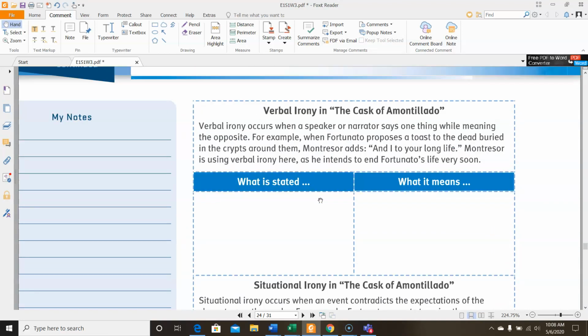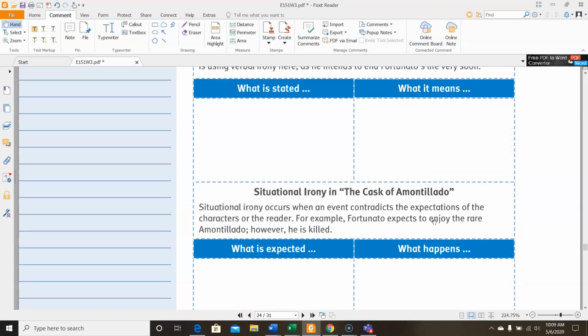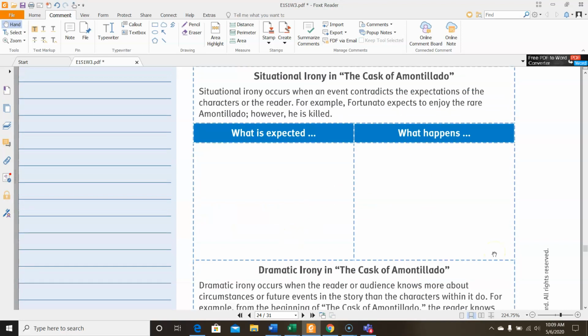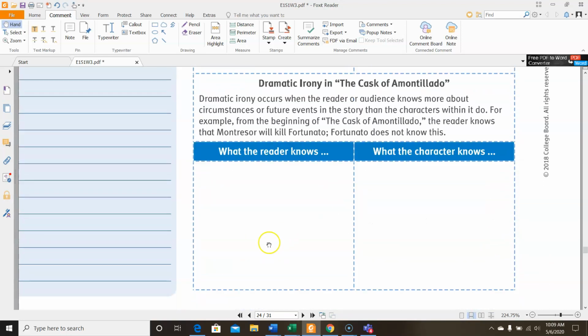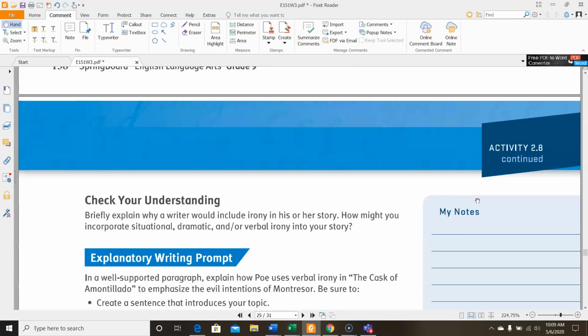So here is the graphic organizer. On this side you put what is stated, and on this side you put what it means. And then here for situational irony, the same thing. What is expected to happen, and then what really happens. And then dramatic irony, what the reader knows and what the character knows. And we gave examples of those as we read through.